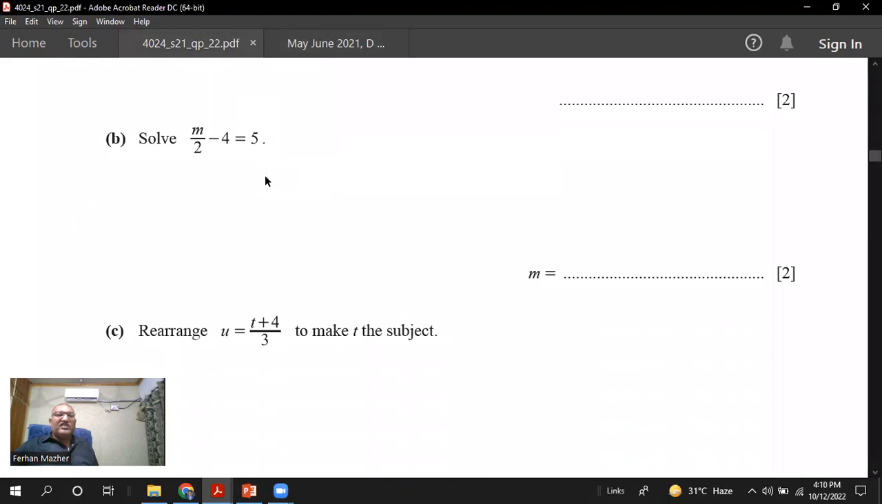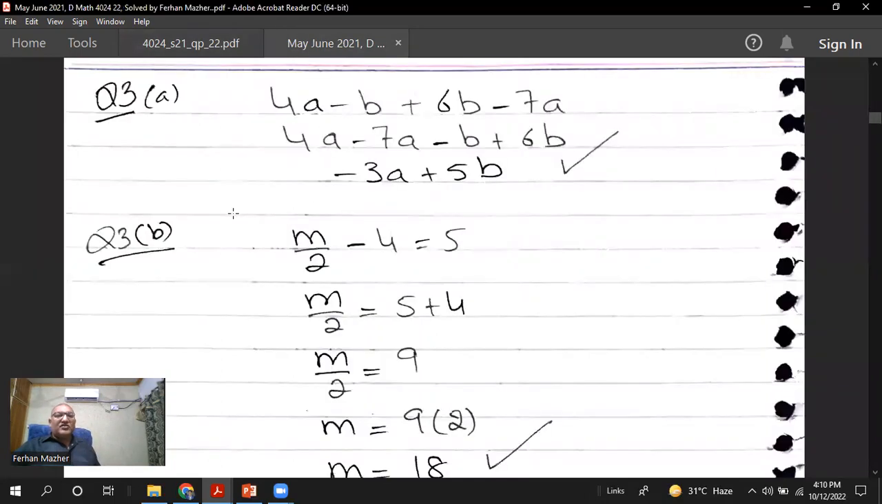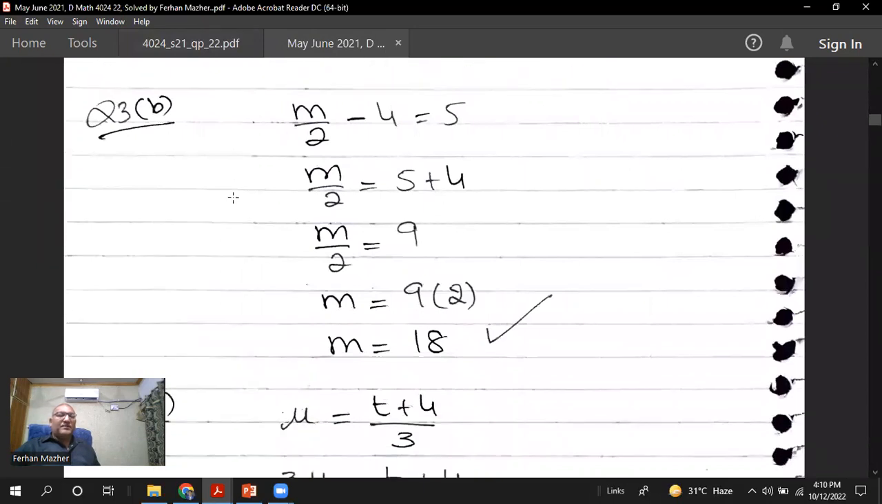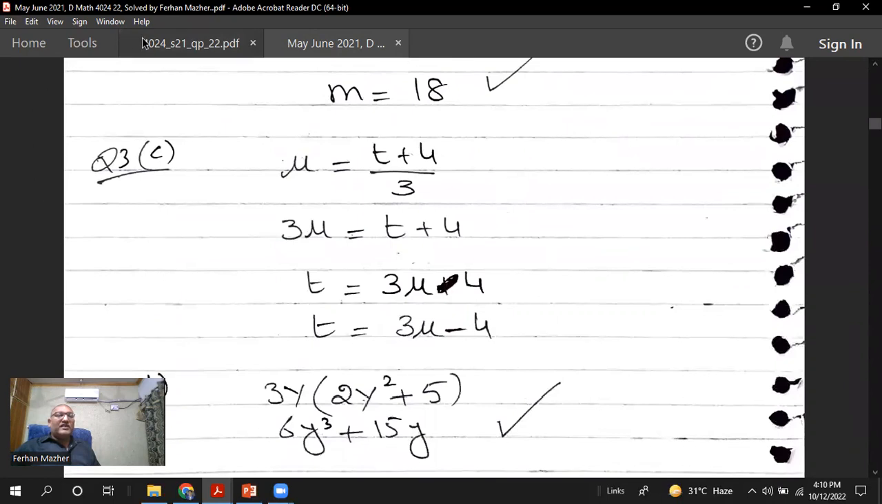So next question is, he says B part, a 2 marks question. He says solve m by 2 minus 4 equals 5. So take minus 4 to the other side, then take this 2 to the other side. This minus 4 will go on the other side. It will add on the other side. So m by 2 is equal to 9. So that 2 is dividing on the left side. When it goes to the right side, it will multiply. So m is equal to 9 multiplied by 2, that will be 18. So m is equal to 18.